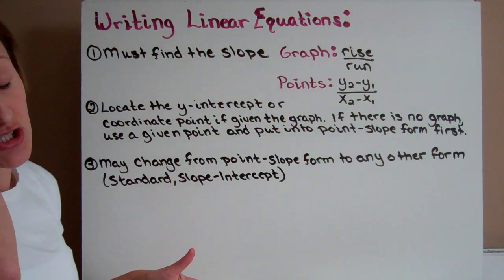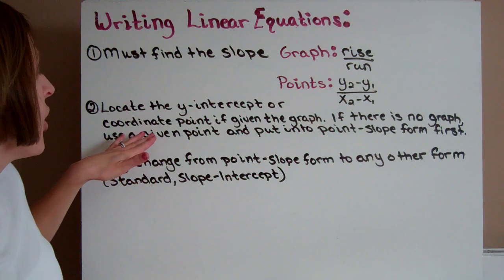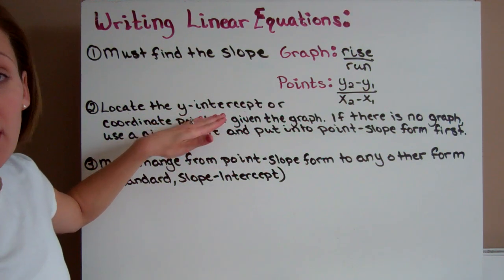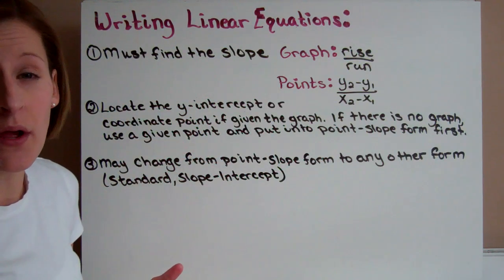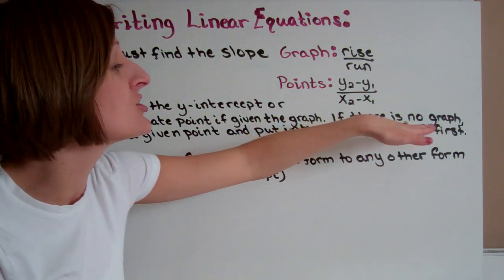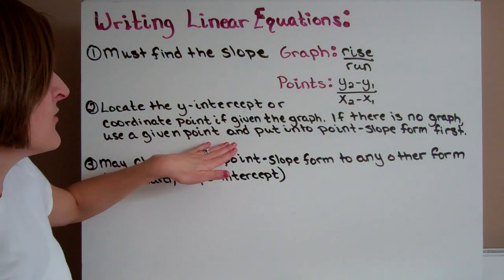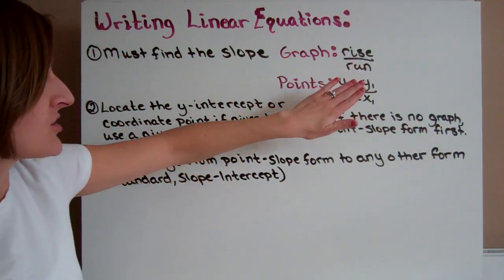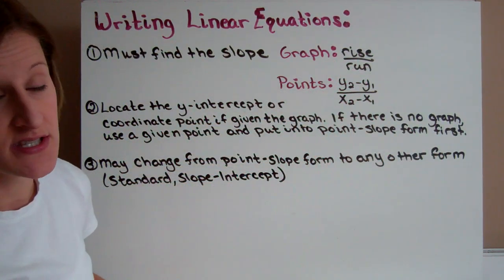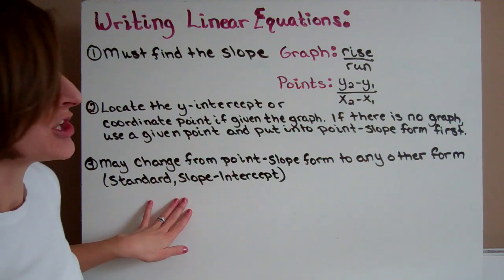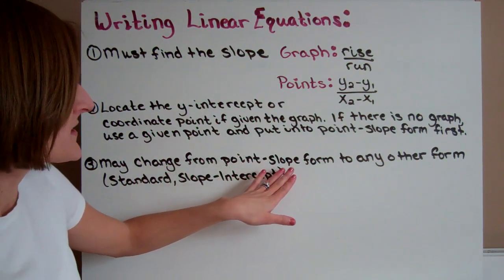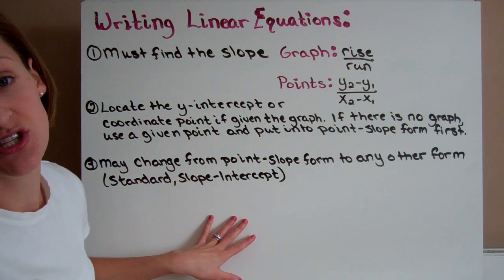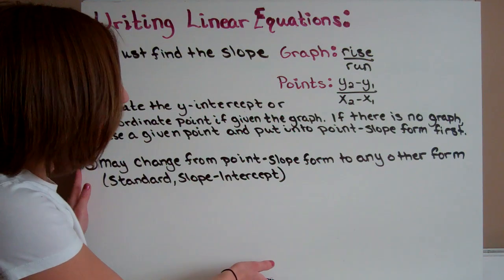The second thing you're going to do is to locate the y-intercept or coordinate point if given on the graph. So if you're graphing it, you need to locate a coordinate point or the y-intercept. If there is no graph, you're going to use a given point and put that into point slope form first. So you're going to take the slope and the point and put it in point slope form. Then the third thing you're going to do is you can change from point slope form to any other form that you need to, like standard form or slope intercept form if it's asked.